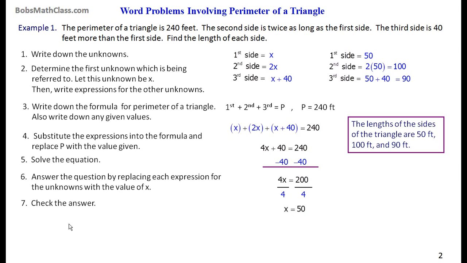Last step is to check the answer. We just have to make sure that these three numbers add up to be our perimeter. 50 plus 100 plus 90, does that equal 240? Yes, that's 150 plus 90. Yeah, that's 240. Okay, let's go on to our next example.